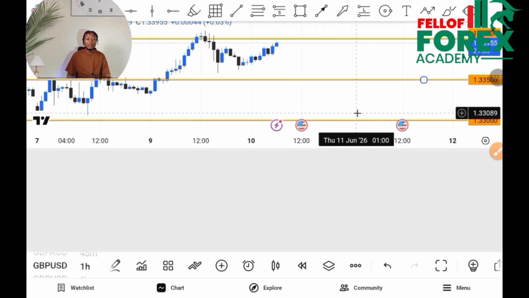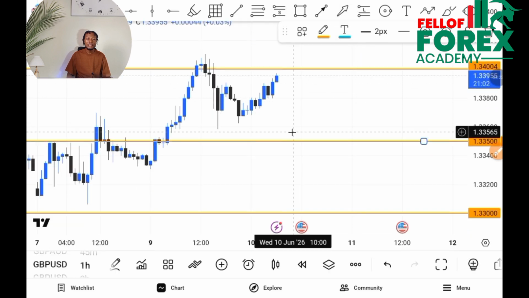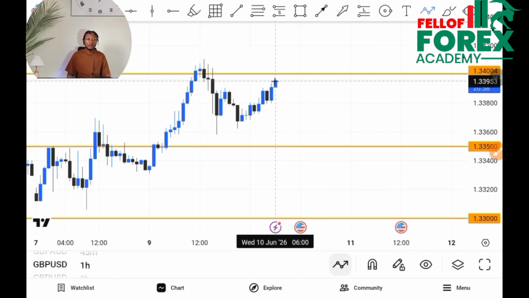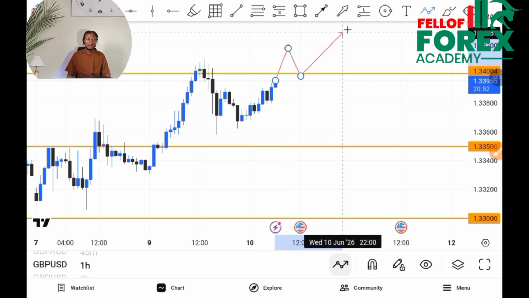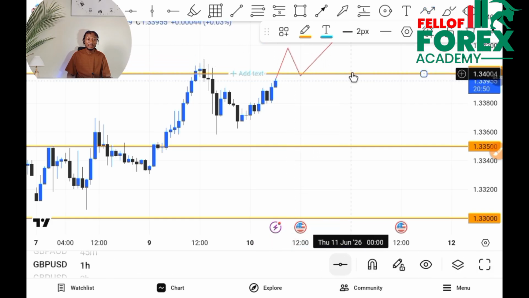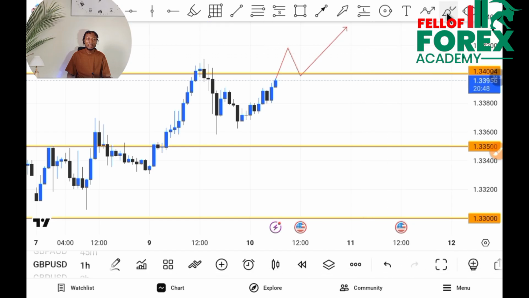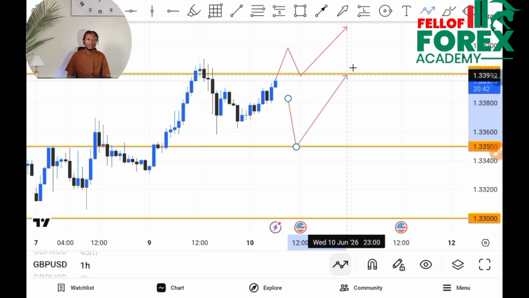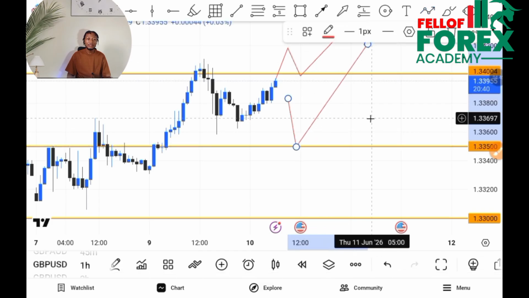So at this point, what are we looking at? My bias for today is if price closes above and gives us a little pullback, we'll continue the buys. And the second thing I'm looking at is if price chooses to pull back deeper and give us a reaction around here, we'll continue the buys.